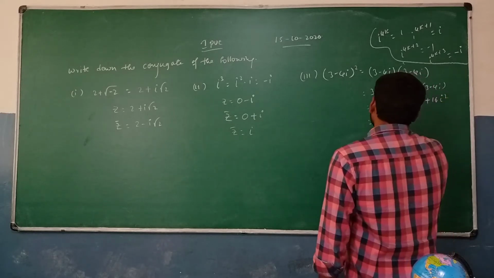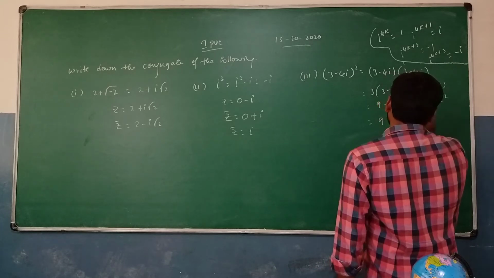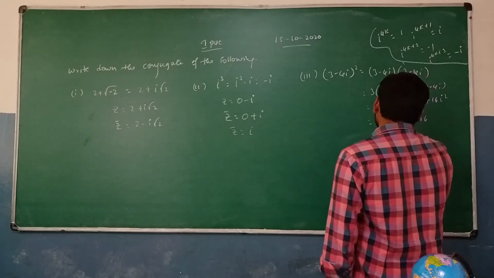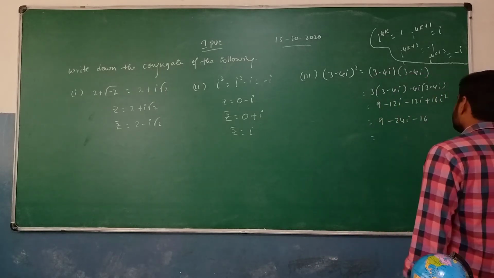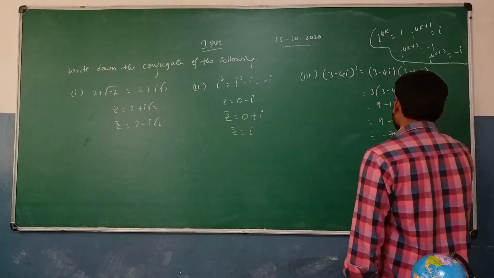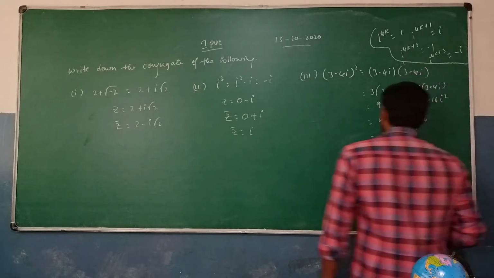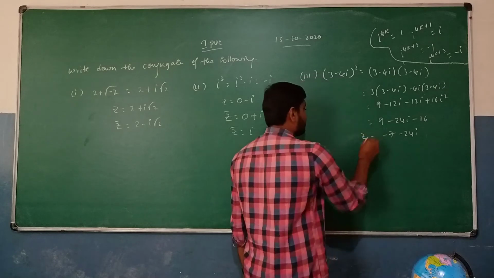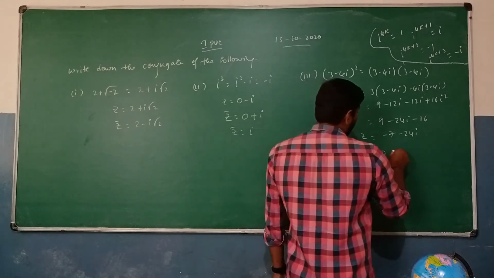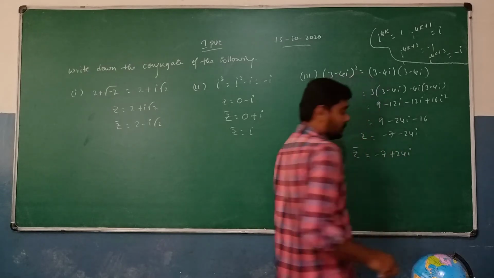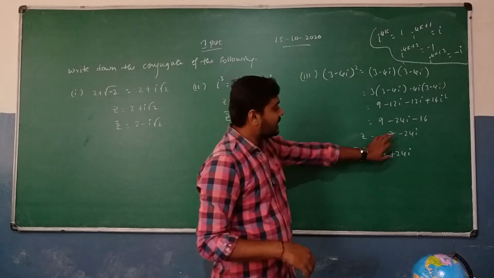So then it's equal to 9 minus 24i, minus 16. So that's going to be equal to minus 16 plus 9, that's equal to minus 7. Okay, minus 7 minus 24i, which is equal to z. Then z bar, the conjugate of the complex number, is going to be minus 7 plus 24i.